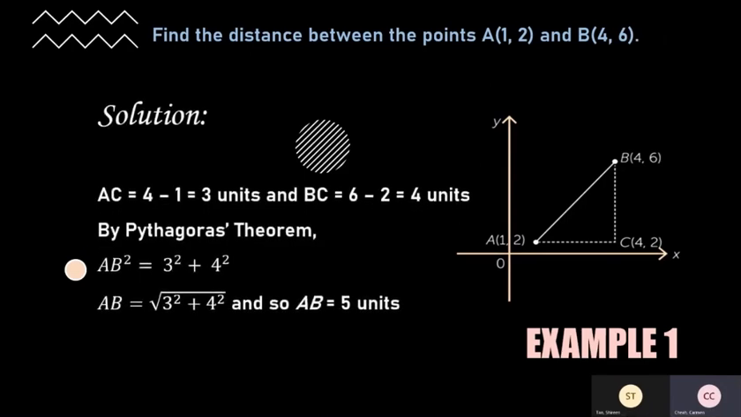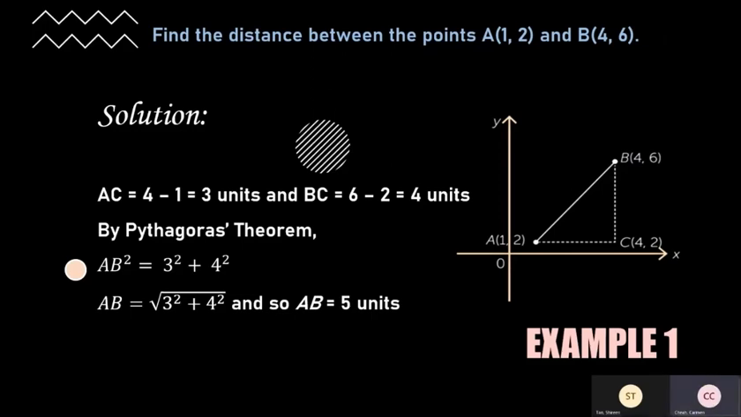Since point A and point C have the same y coordinates, the distance between A and C will be the difference between their x coordinates, which is 4 minus 1 equals 3 units. Point B and point C have the same x coordinates, hence the distance between B and C is the difference between their y coordinates, which is 6 minus 2 equals 4 units.